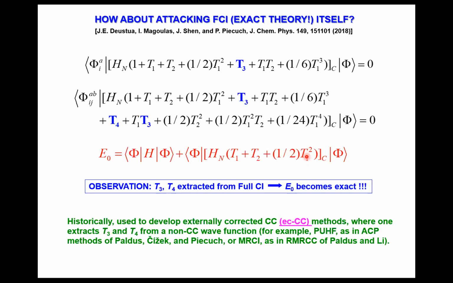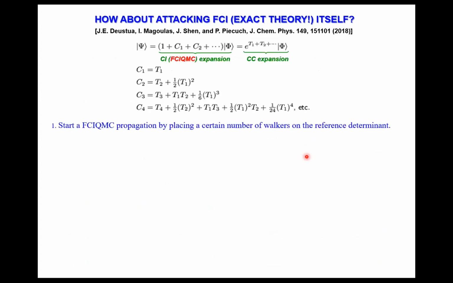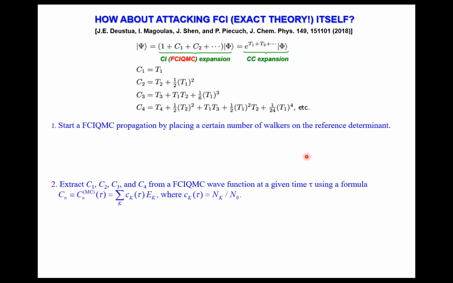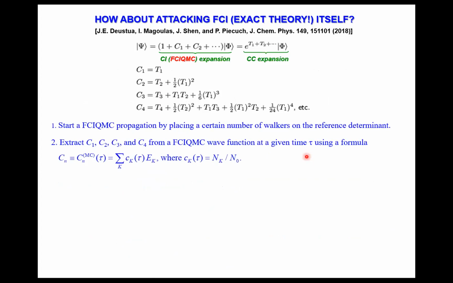So we propose the following algorithm. We start a full CI quantum Monte Carlo propagation. We look at the full CI quantum Monte Carlo wave function at a given propagation time and extract the information about singly, doubly, triply, and quadruply excited amplitudes by counting the walkers on those determinants. We perform a cluster analysis to extract T3 and T4, using the relationships between the CI and coupled-cluster excitation amplitudes.